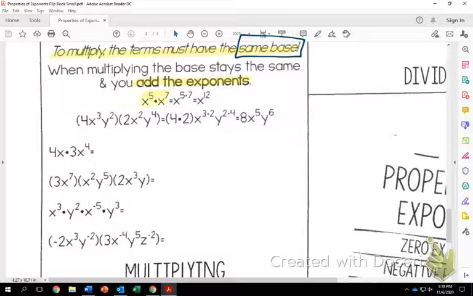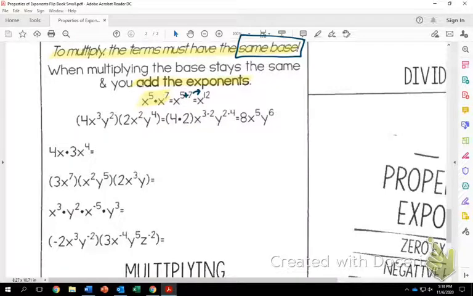So 5 plus 7, which is what you see over here, I'm going to add that up and I'm going to get 12. So I simplified this by adding my exponents, and my final answer is x to the 12th power. All right, so the example beneath it is the same idea. It's just adding more values, adding more information for you.